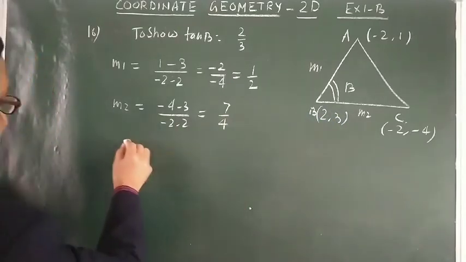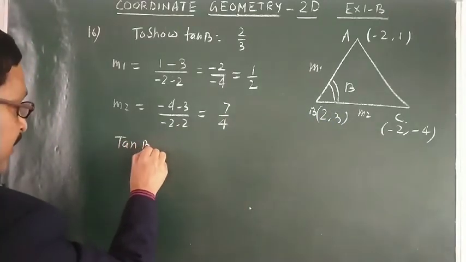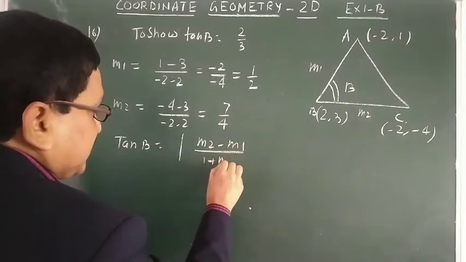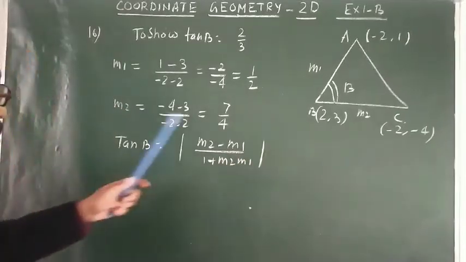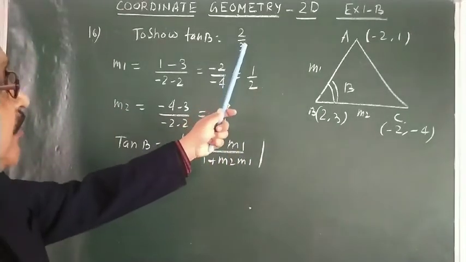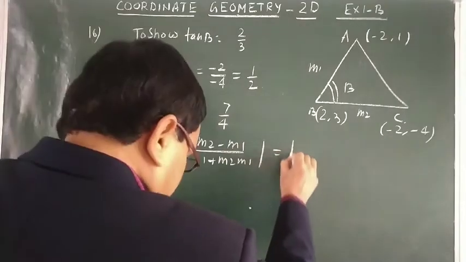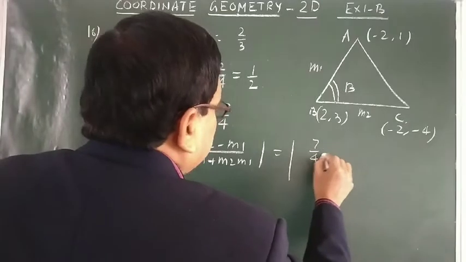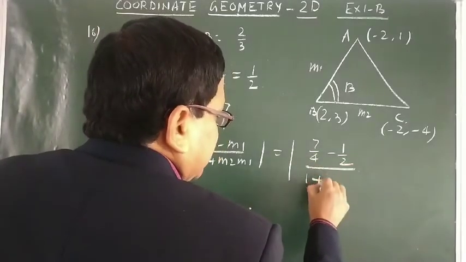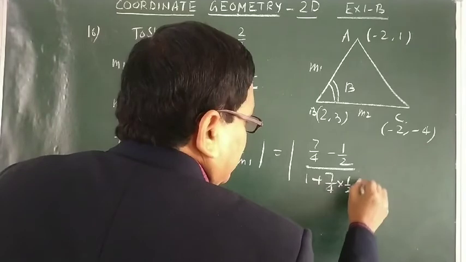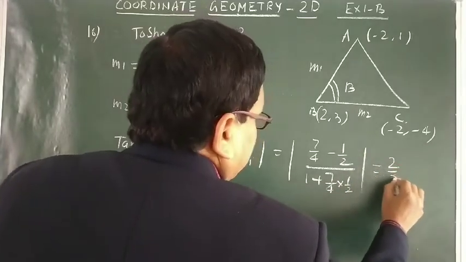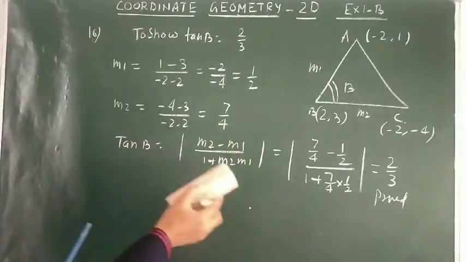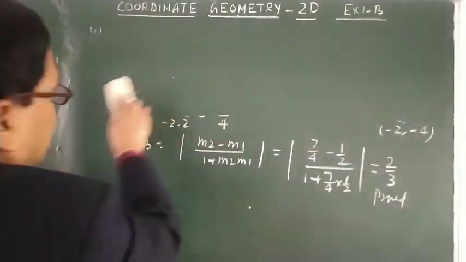Now we can get tan B using the same formula, (M2 minus M1) by (1 plus M2 M1). Put the values and get 2 by 3. So simply put the values: M2 is 7 by 4 minus M1 is 1 by 2, by 1 plus 7 by 4 into 1 by 2. So this will be 2 by 3. Proved. Question 16 successfully answered.